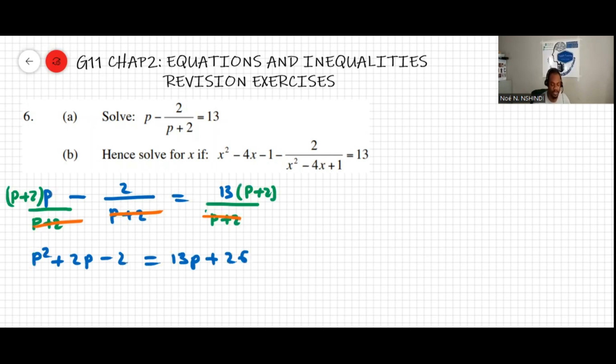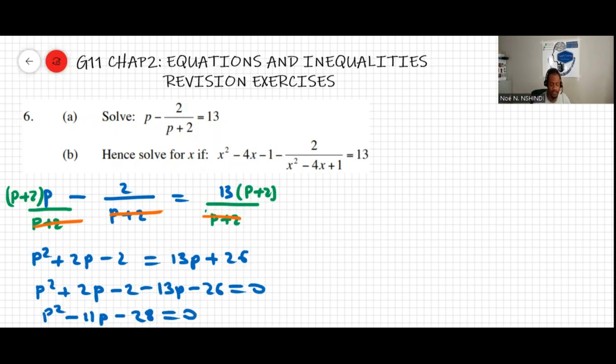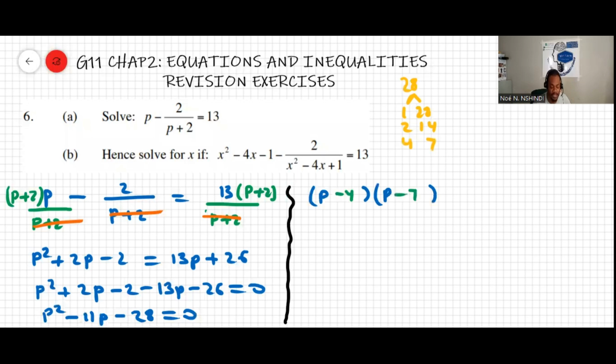I'll move everything to the left hand side. That makes p squared plus 2p minus 2 minus 13p minus 26 equals 0. Then p squared minus 11p minus 28 equals 0. Now factors of 28 are 1 and 28, 2 and 14, 4 and 7. Then this will be (p minus 4)(p minus 7) equals 0, which means p equals 4 or p equals 7. Now those are the values of p.